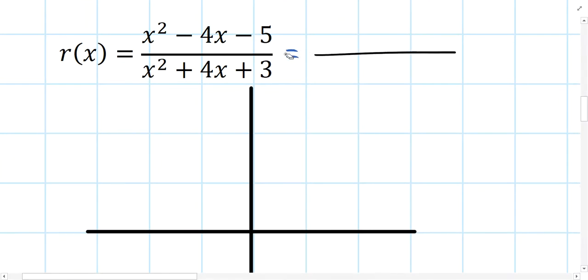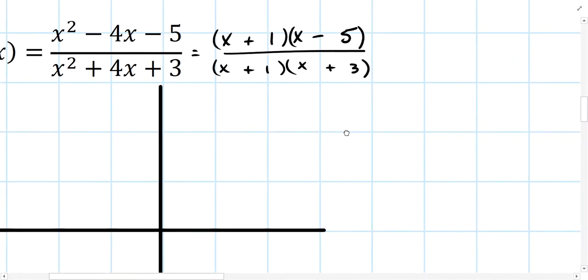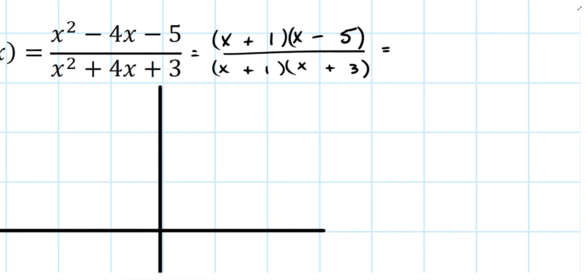It'll be hard for us to identify that in this particular form, but if I rewrite the numerator's polynomial and the denominator's polynomial in factored form, we might just recognize some consistency here. So let's do that. In the numerator, this trinomial factors to x plus 1 times x minus 5, and in the denominator we have x plus 1 times x plus 3. These two are common factors, so we can cancel them, and essentially this graph is going to simplify to x minus 5 over x plus 3.